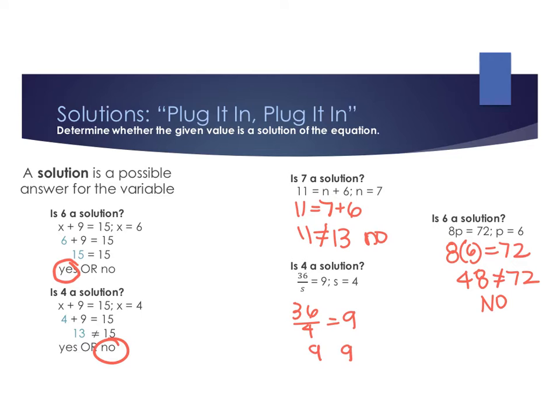Let's go over here. Is 4 a solution? So they want me to try the number 4 for the S. So I'm going to plug it in. Wherever I see an S, I'm going to write the number 4. So 36 divided by 4 is 9, and the other side of the equation equals 9. Now I just need to figure out, does 9 equal 9? Yes, it does. The answer is yes. Yes, 4 is a solution.